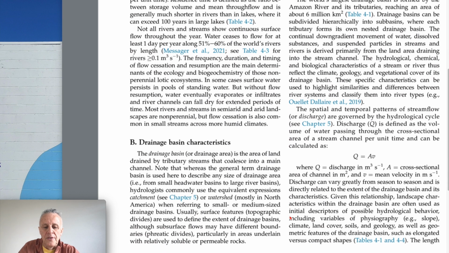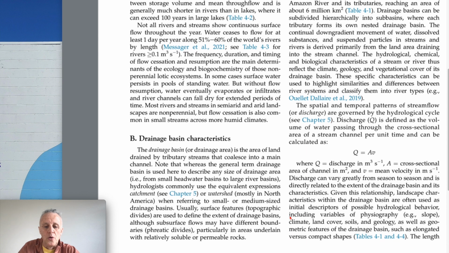Drainage basin characteristics. A drainage basin or drainage area is the area of land drained by tributary streams that coalesce into a main channel. Note that whereas the general term drainage basin is used here to describe any size of drainage area, for example from small headwater basins to large river basins, hydrologists commonly use the equivalent expressions catchment or watershed, mostly in North America, when referring to small or medium-sized drainage basins.